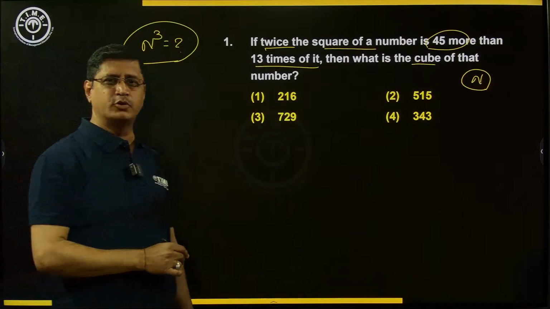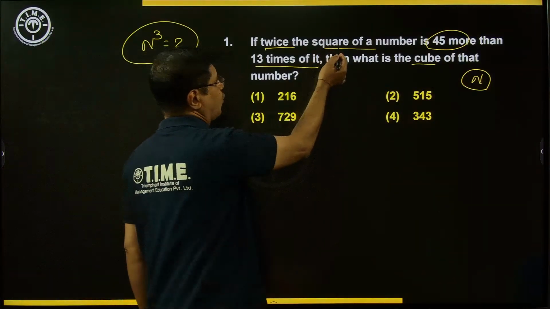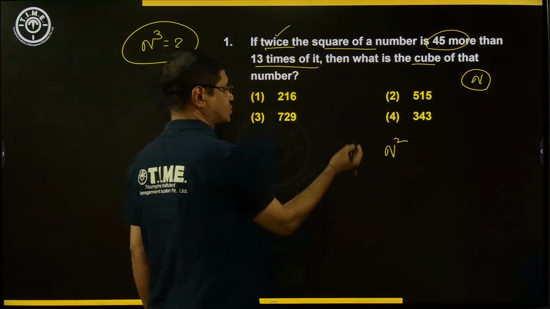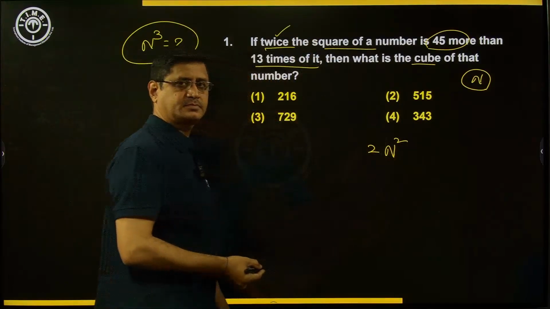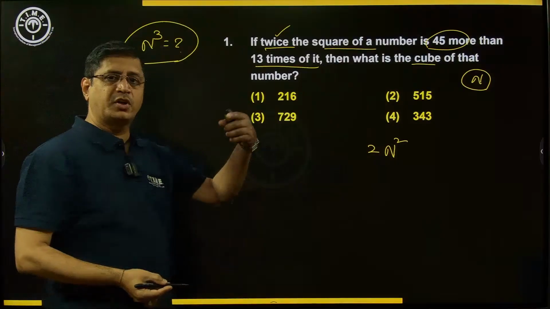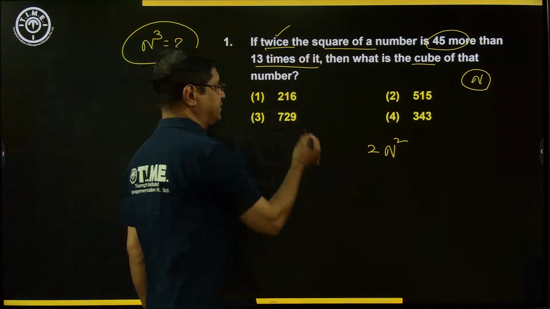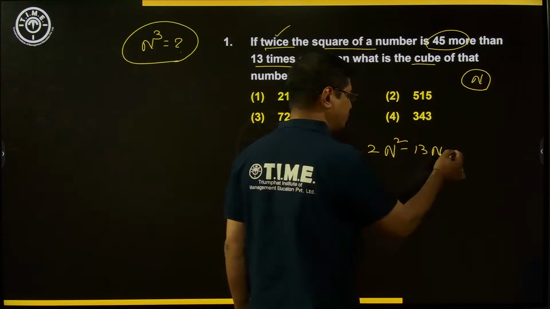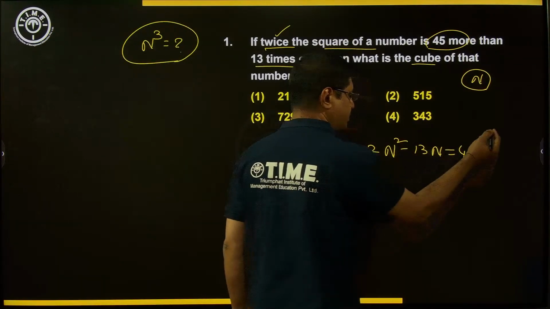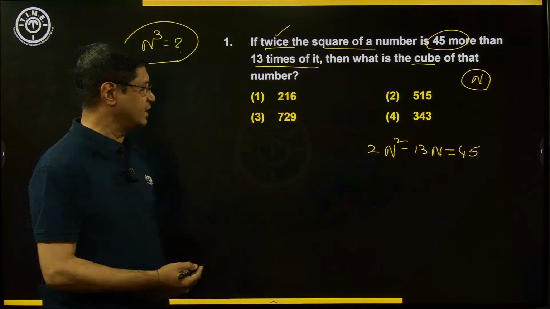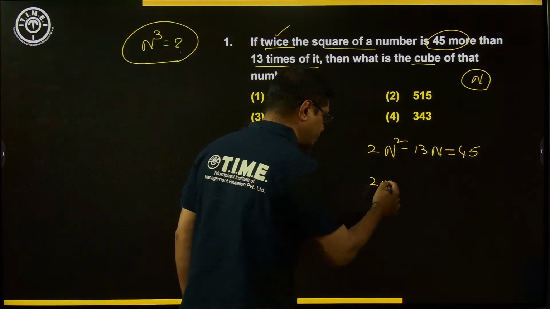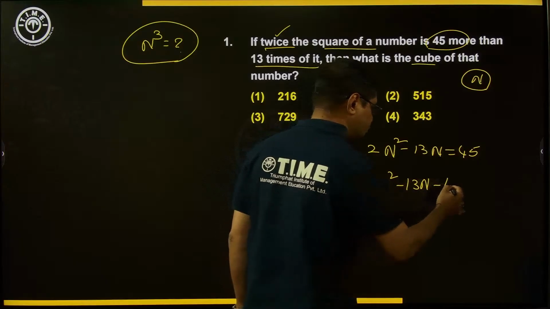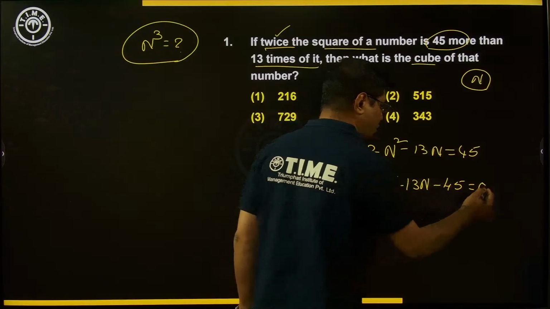So what I am doing here, I am assuming n as a number. Now square of a number means n square. Twice of the square means 2n square. Now this value is 45 more than 13 times of the number. Number is n, 13 times means 13n. How much it is more? 45 more. Now ఒక్కసారి అబ్జర్వ్ చేయండి, మన క్వాడ్రాటిక్ ఈక్వేషన్ వచ్చింది. What is the quadratic equation? 2n square minus 13n minus 45 is equal to 0.